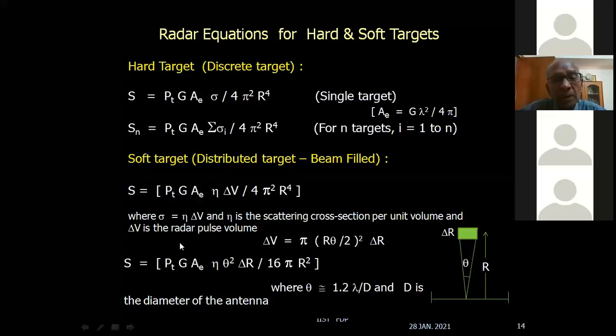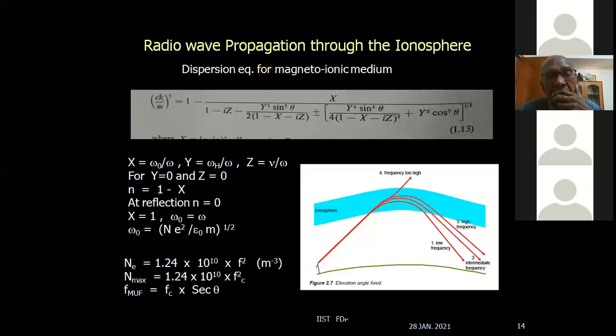Eta is what is called the scattering cross section per unit volume. That is a very important parameter in atmospheric and ionospheric probing. So we will be talking about scattering cross section per unit volume. The total cross section divided by the volume occupied by the pulse is called eta. It is called the scattering cross section per unit volume, and that is the atmospheric scattering cross section.